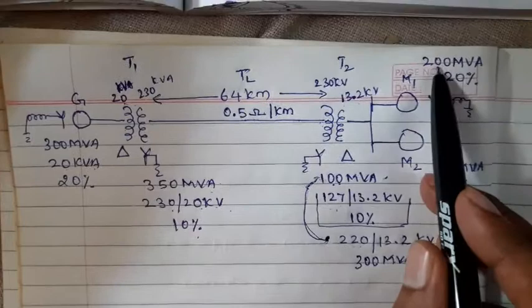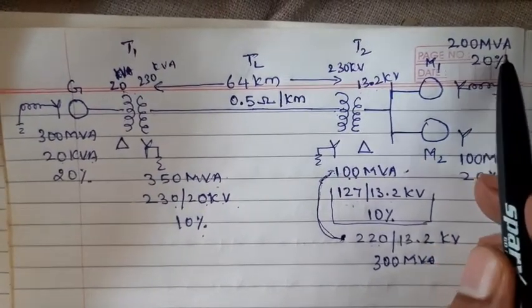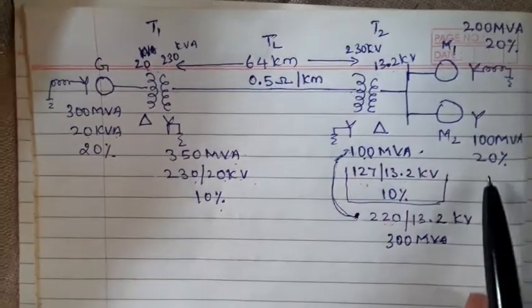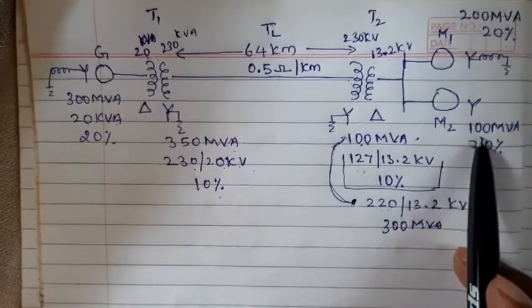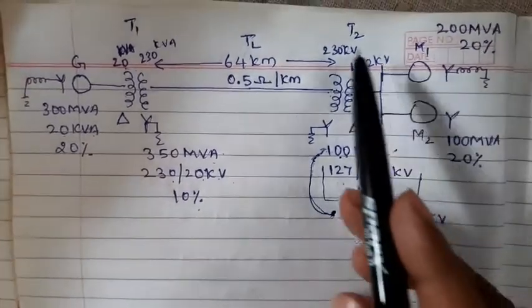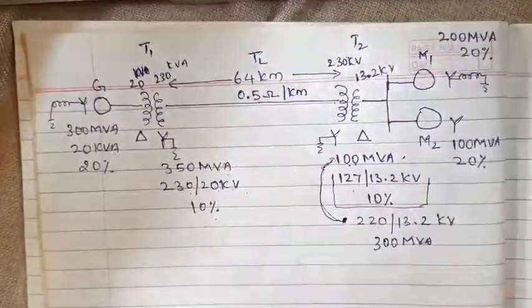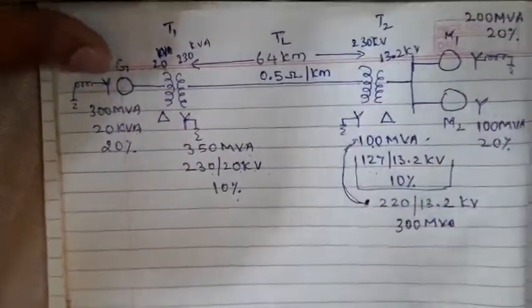The value of M1 is 200 MVA, 20% subtransient reactance, and M2 is 100 MVA, 20% subtransient reactance. So this is the diagram, and we want to find the reactance. What we have to find is the reactance of this circuit.